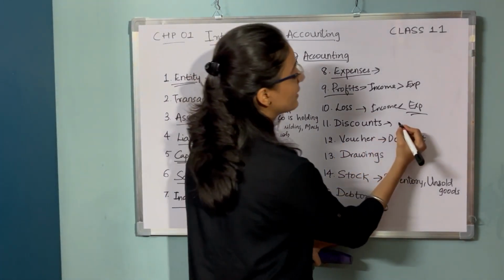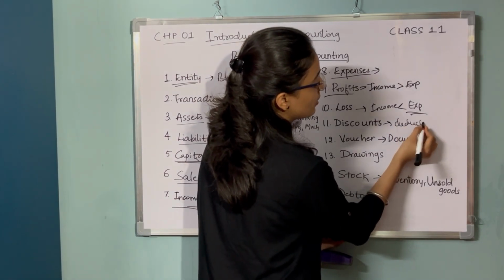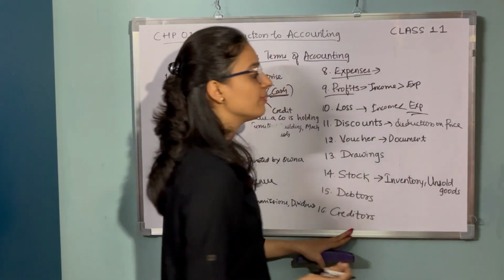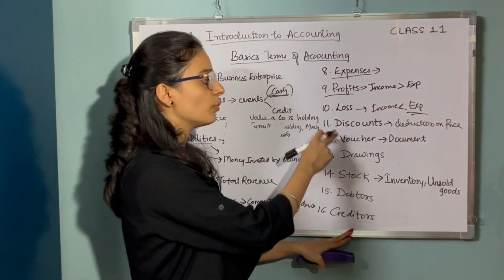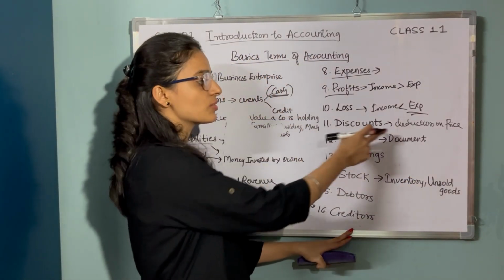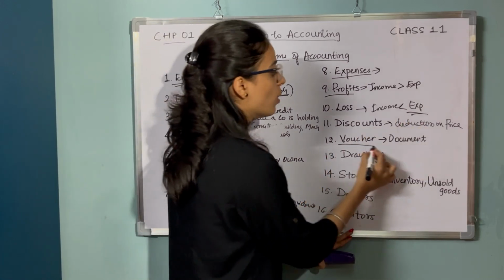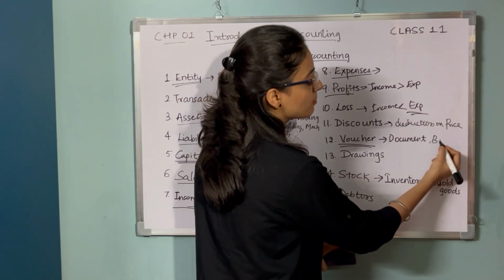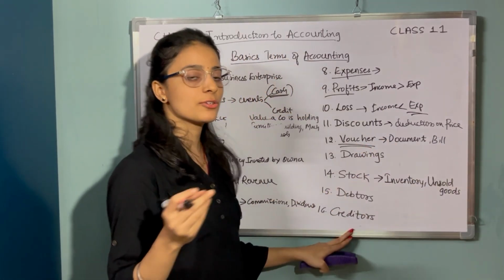What is discount? It is a deduction on price, right? And then we pay, after deducting the discount, the total amount, right? So discount is nothing but a deduction in price. Vouchers, what are vouchers? It's a document, or in simple terms, I can say a bill. Bill is also known as voucher.